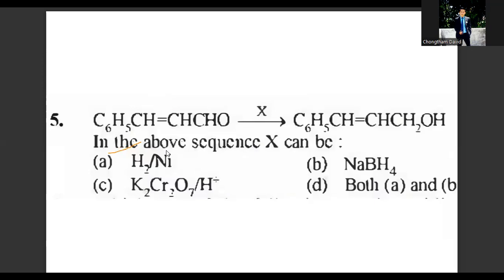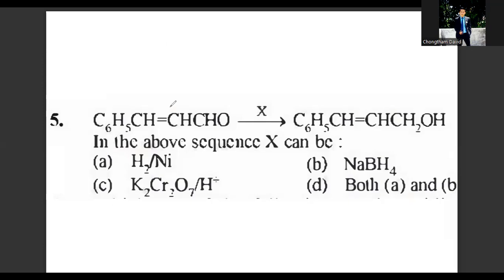Question number 5. In the above sequence, what is X? You have to answer. Remember only this: sodium borohydride selectively reduces the aldehyde group to alcohol.